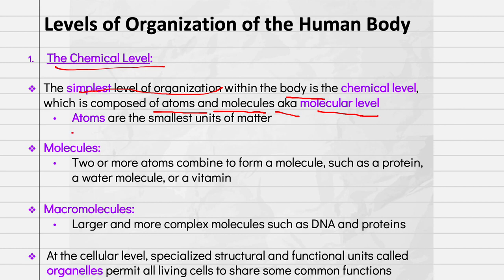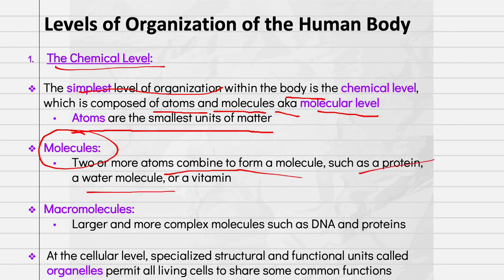Atoms are the smallest units of matter. Molecules, how the molecules are made, you already know. Two or more atoms combine to form a molecule or a compound, such as proteins, water molecule, or vitamin. And then macromolecules. What are macromolecules? So molecules are of two types. We have micromolecules and we have macromolecules.